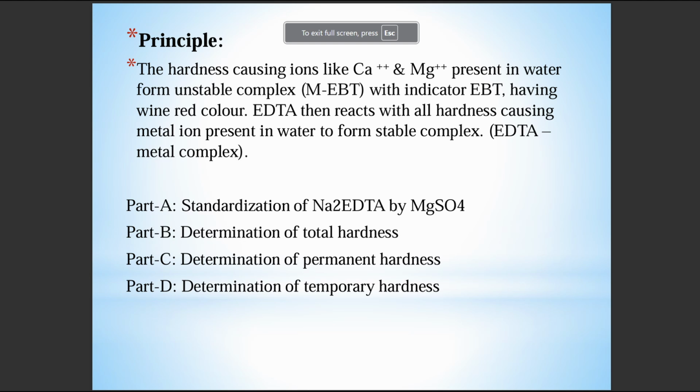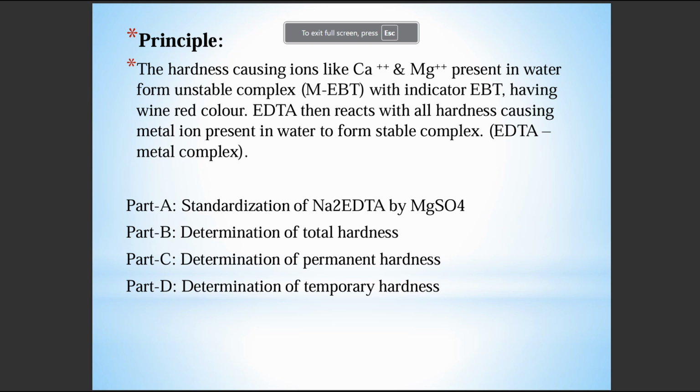Further, the same procedure you have to apply. The change is that in the conical flask you have to take the water sample from which you have to find out the hardness. Into the same water sample you have to add 5 to 10 ml of basic buffer solution, then add 3 to 4 drops of Eriochrome Black T indicator, and the color changes to wine red. Titrate this wine red solution with the EDTA from the burette till the color changes to sky blue. That is the end point. Note down the end point.